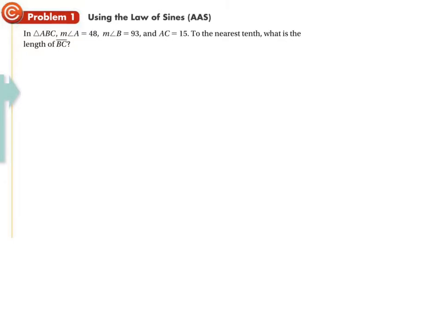Okay, so here's problem 1. In triangle ABC, measure of angle A is 48, measure of angle B is 93, and side AC is 15. To the nearest tenth, what is the length of BC? Now, it'd be really convenient if we had that diagram, right?